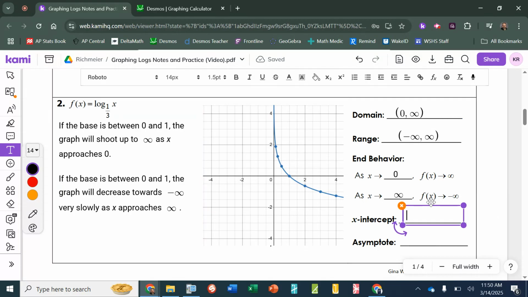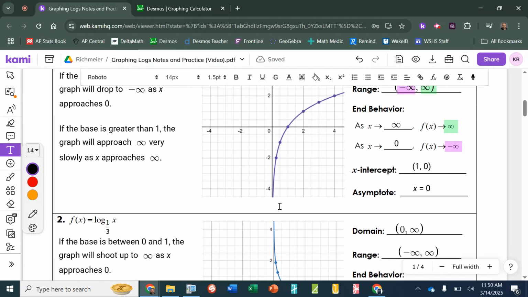Now, something else that's not going to change because of the base, notice again, what is my x-intercept? In number 1, I had a base of 2. Here I have a base of 1/3. My x-intercept is still (1, 0). And in fact, my asymptote has not changed. Because as x approaches 0, it shoots off to positive infinity. My vertical asymptote, because that's what a logarithmic function is always going to have, is going to be x equals 0.